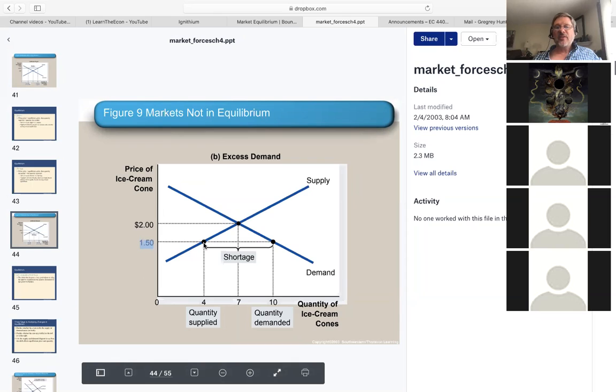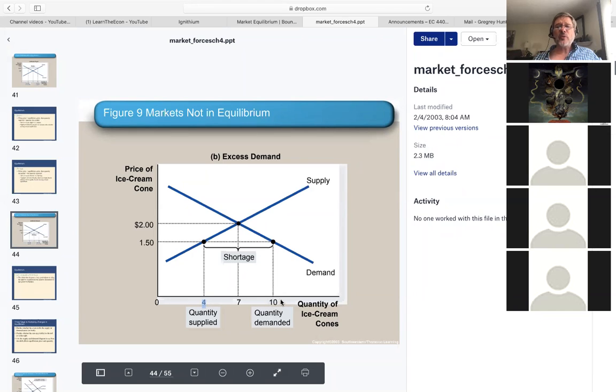But to notice, in that case, you have the opposite situation. You have this thing we call a shortage or excess demand. If you've got a price that's lower than it normally would be, then you have a quantity demanded, in this case, of 10, but sellers only want to sell, the quantity supplied is only 4. So you've got more buyers in the market than you have sellers.